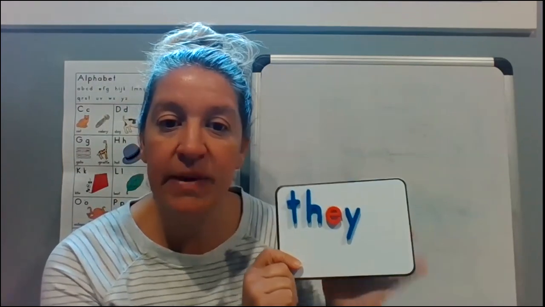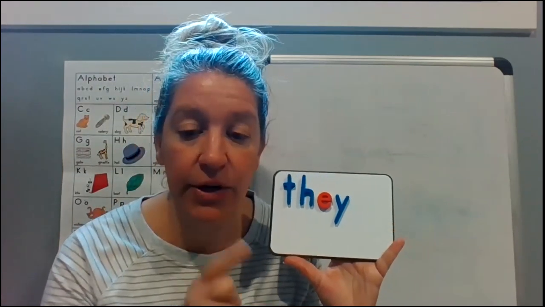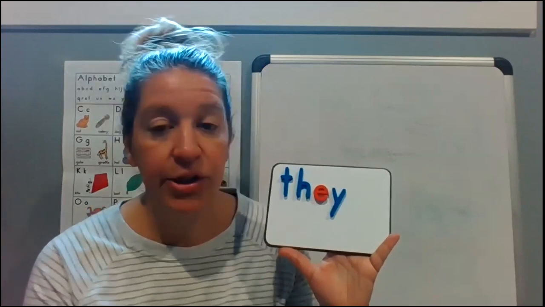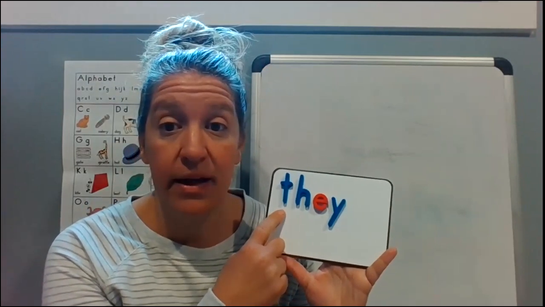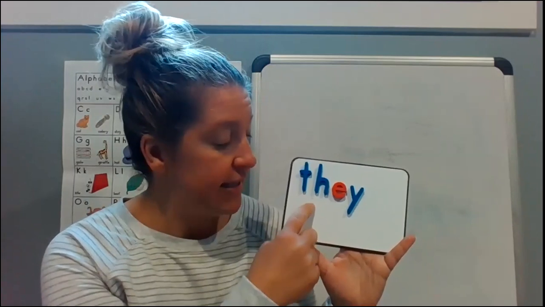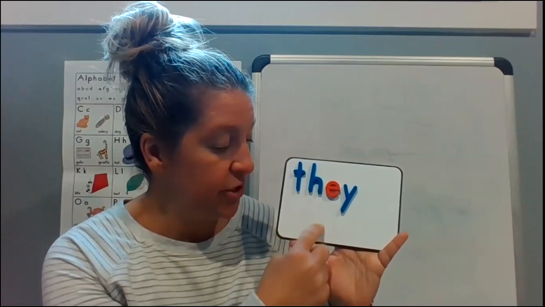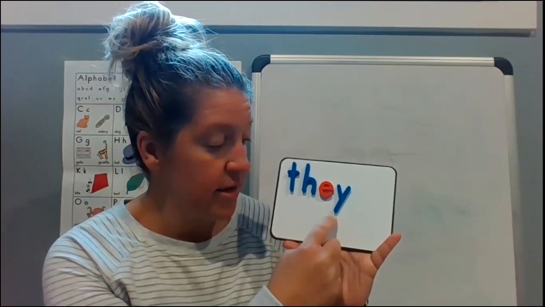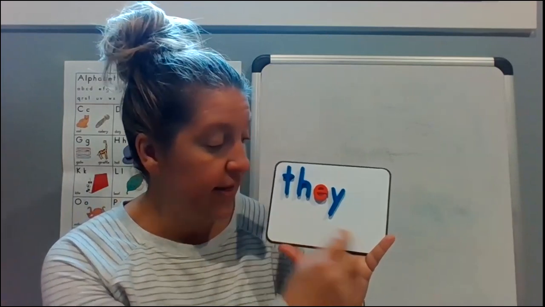Good. Now we're going to do something called table writing. So you're going to take your finger, you're going to pretend like it's a pencil, and you're going to write right below it. And you're going to spell the word they. T, H, E, Y, they.